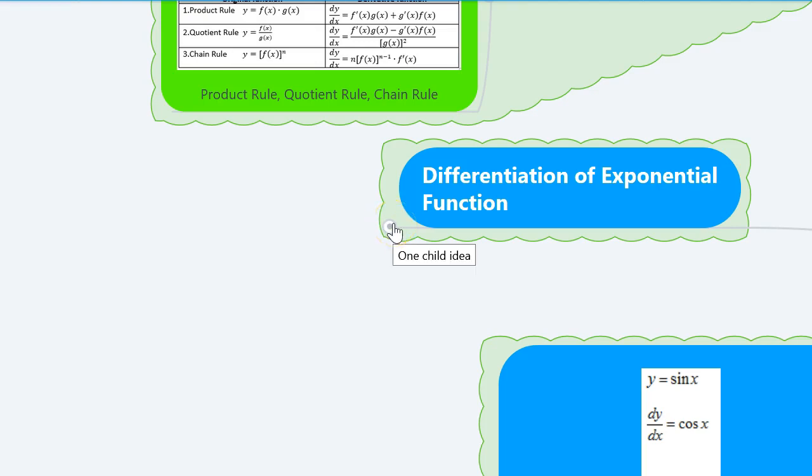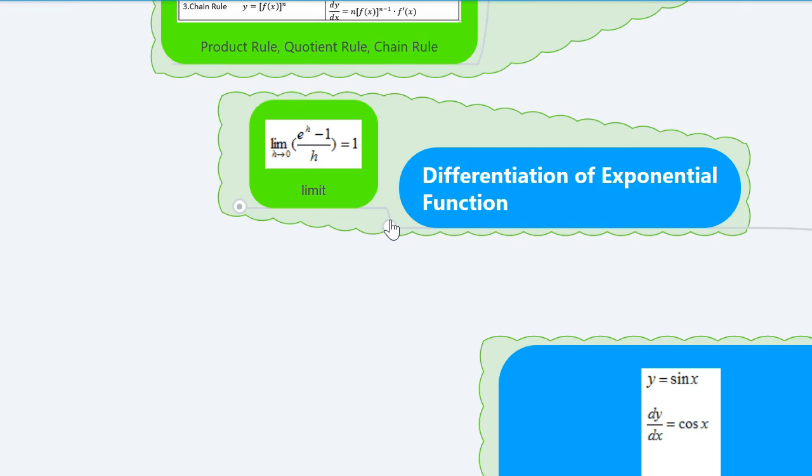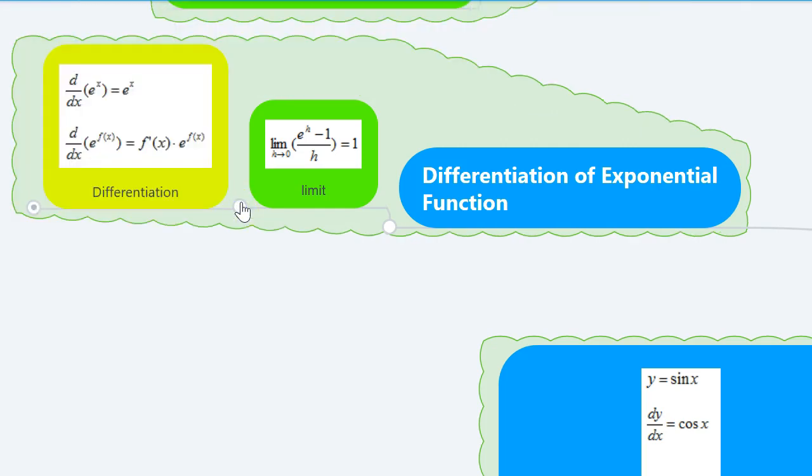Then we also learn how to differentiate exponential function. We started by doing an investigation to investigate the limit of e power h minus 1 divided by h when h approaches 0. And we know that the limit is 1. Following that investigation, we learn how to differentiate e power x and e power f(x). So this is what we learned.